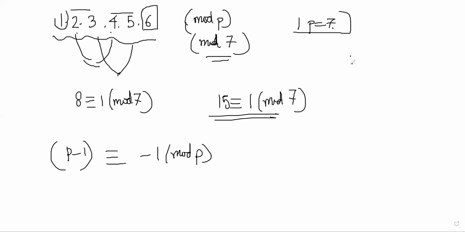If you look at 11: 1, 2, 3, 4, 5, 6, 7, 8, 9, 10, right? Let's look for those pairs which give 1 mod 11. You will not be touching 1, and 10 also you won't be touching. You will be looking for pairs between 2 and 9, okay?